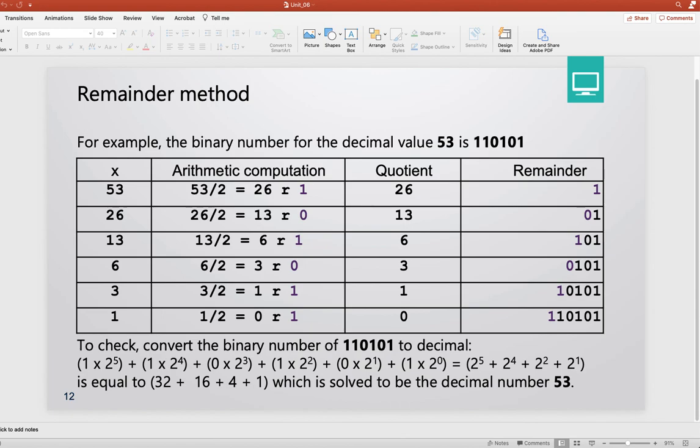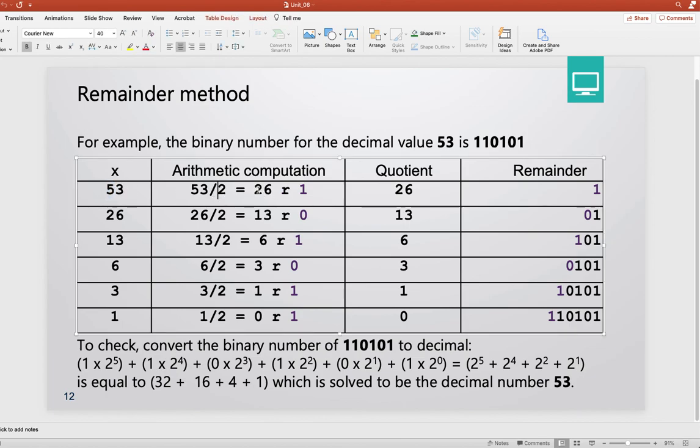If you want to convert the decimal value 53 to a binary number, first you divide 53 by 2, which gives quotient 26 and remainder 1. Then divide 26 by 2, you get 13 and remainder 0. Divide 13 by 2, you get 6 and remainder 1. Divide 6 by 2, you get 3 and remainder 0. Divide 3 by 2, get 1, remainder 1. Divide 1 by 2, get quotient 0 and remainder 1.